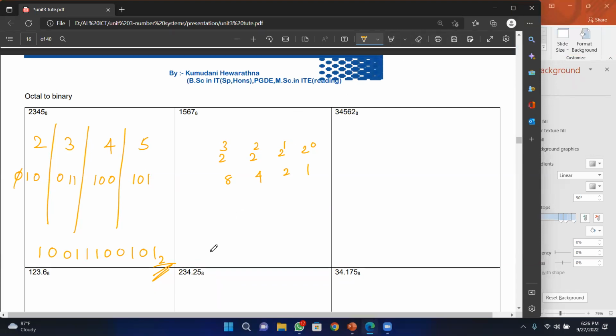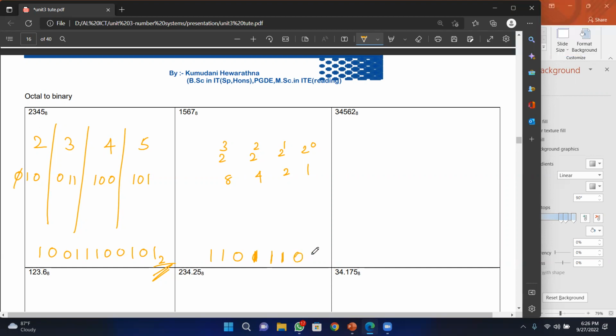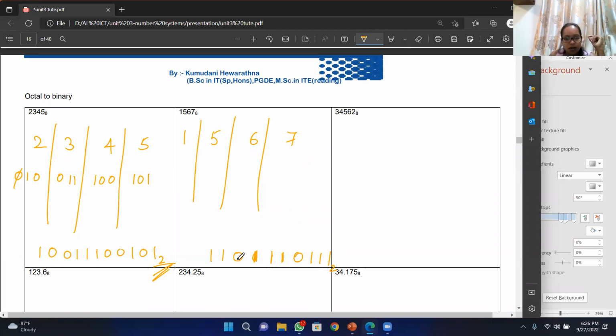Teacher, 1 1 0, triple 1, 0, triple 1 to the base 2. Right. Yes, 1 1 1 correct, 0 correct, 1 0 1 correct. Oh, yes. This is 1 1 1 0 1 1 1 0 1 1.